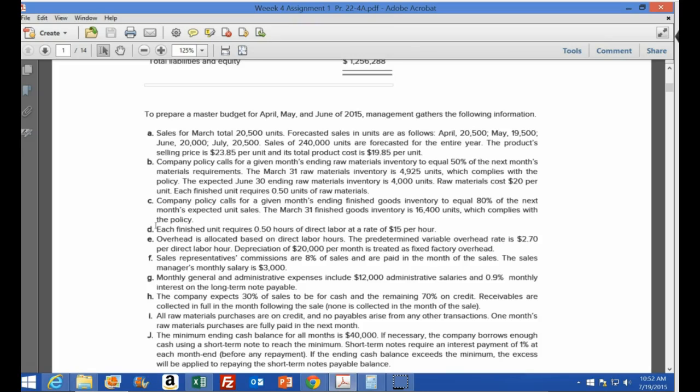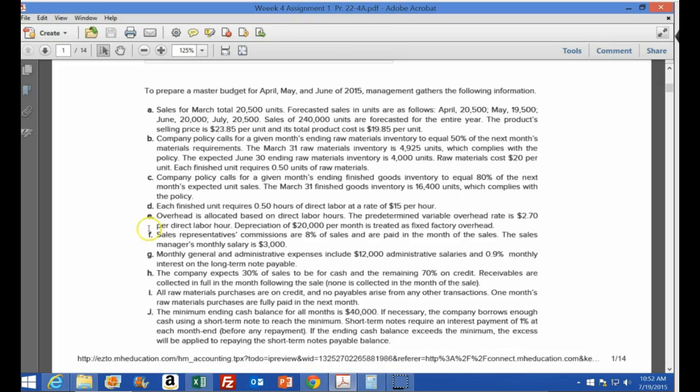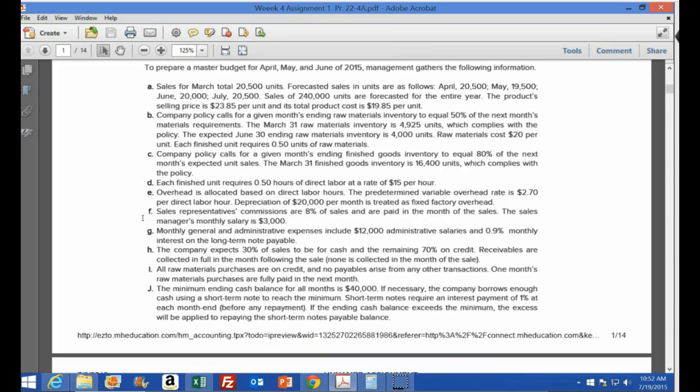Raw material costs $20 per unit. Each finished good unit requires 0.5 units of raw material. C, company policy calls for a given month's ending finished goods inventory to equal 80% of the next month's expected unit sales. The March 31st finished goods inventory is 16.4 units, which complies with the policy. Each finished good requires 0.5 units of direct labor at a rate of $15 per hour.